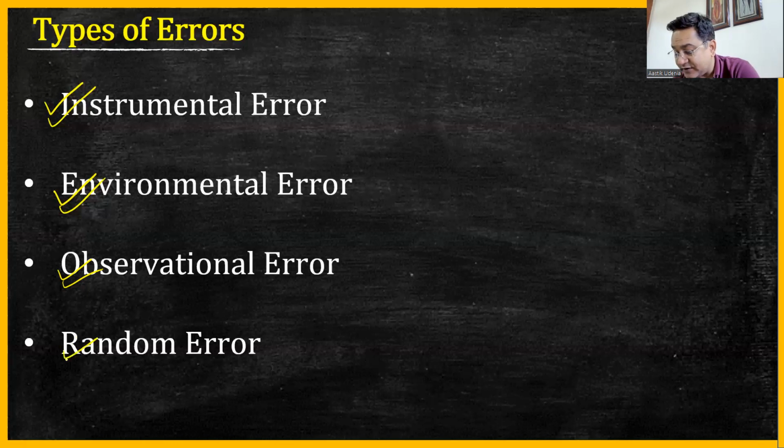Then there are random errors. They can happen anytime. I might be noting the exact value, but I might be writing something else. Any error can be called as random error. Do we understand this? Yes, sir. These are the four different types of errors.